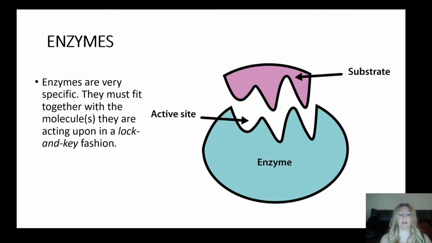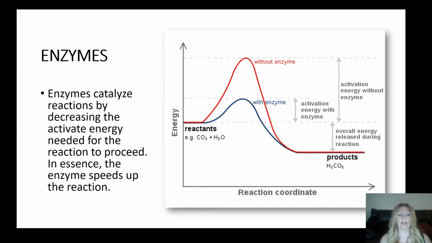In order to do these metabolic processes, we need enzymes for a lot of these steps. Enzymes are very specific. They must fit together with the molecules they are acting upon in a lock and key fashion. Enzymes are called catalysts. They catalyze reactions by decreasing the activation energy needed in order for the reaction to proceed. In essence, the enzyme speeds up the reaction.